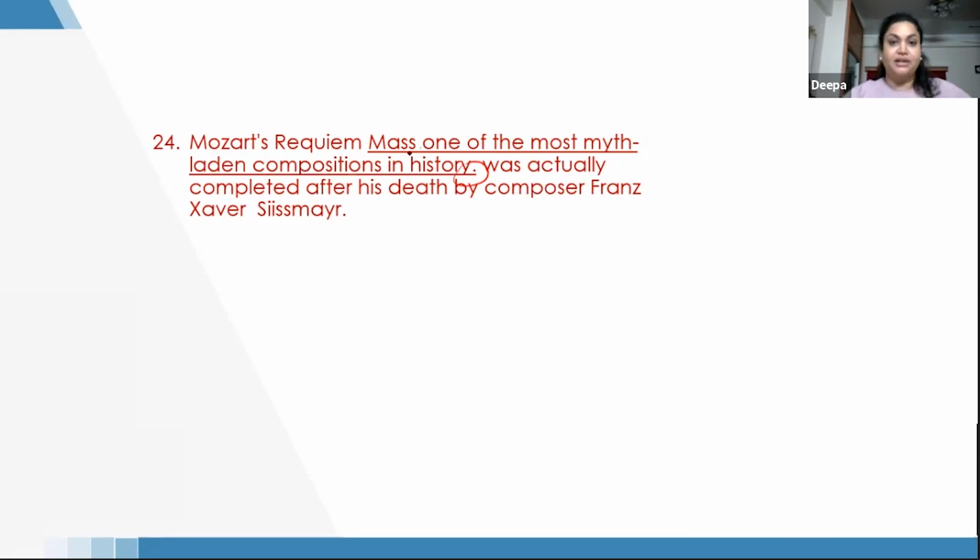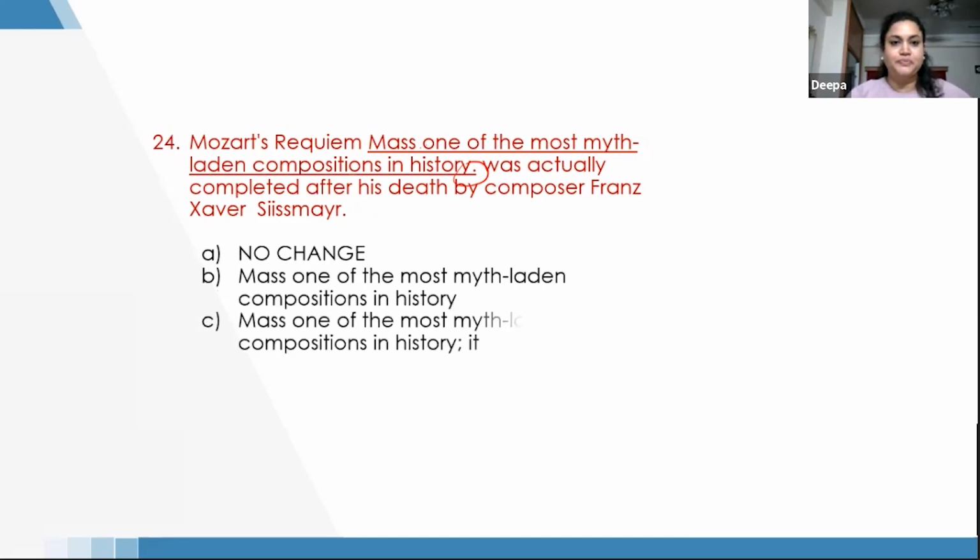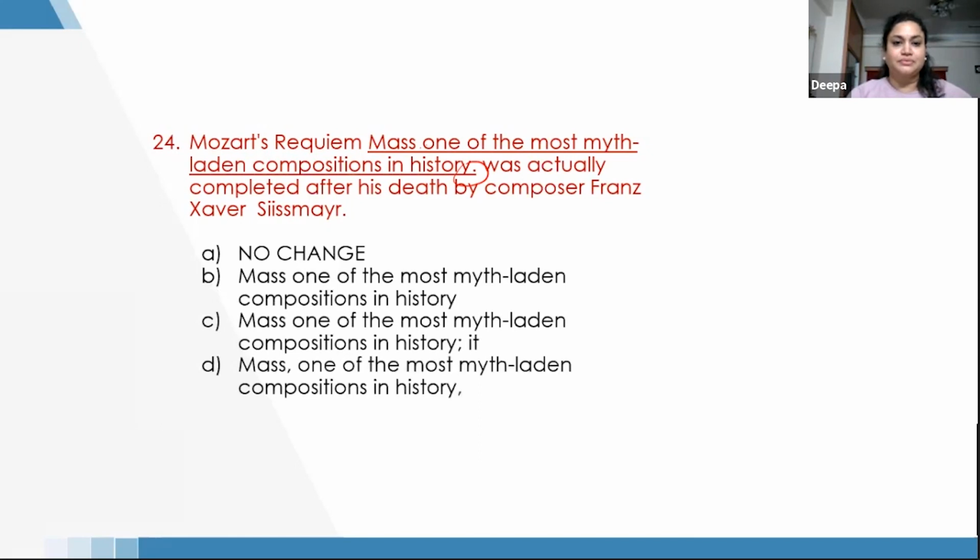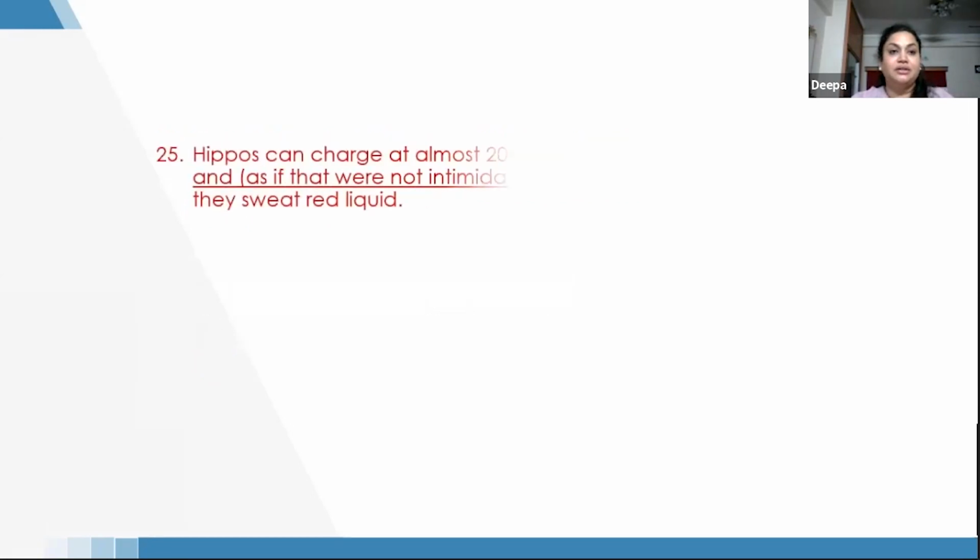So let's check if we have a pair of commas or a pair of dashes or what is it? Most probably we should have a pair of commas. Yes, we have the option in D where we have a pair of commas. That's the best way of discussing it. We cannot have a full stop there and we cannot have nothing there. So there D is the right option. Let's go to the next question.